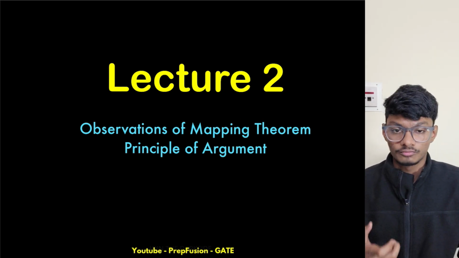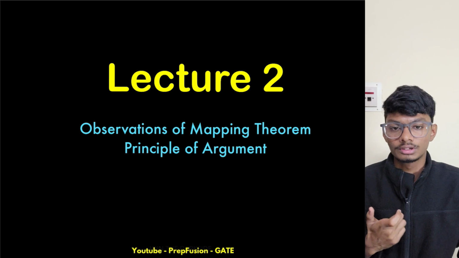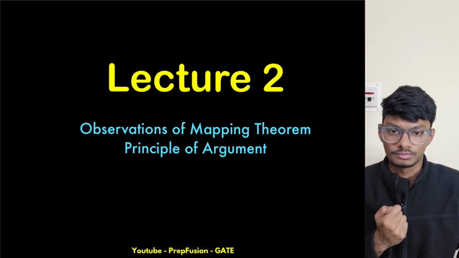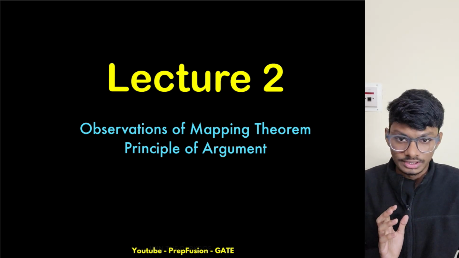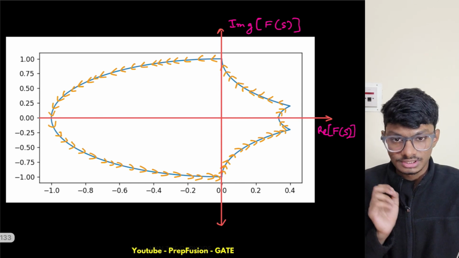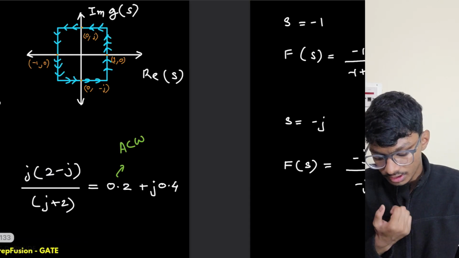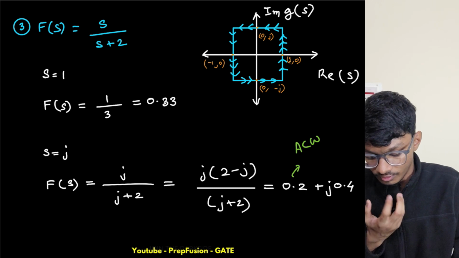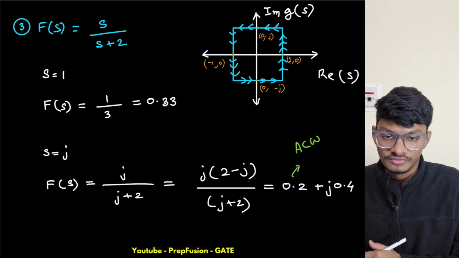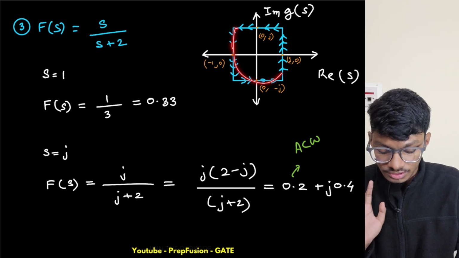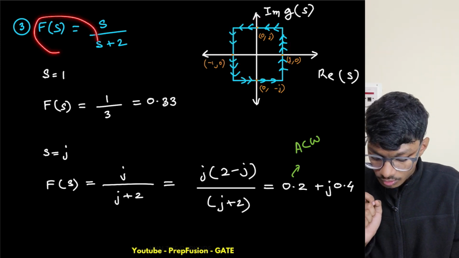So in lecture 1 we learned about the mapping theorem. We learned what the definition of the mapping theorem is, and why it is used, and what the mapping theorem does. Basically, it maps some variable into some other function. It is mapping this contour to this f of s.